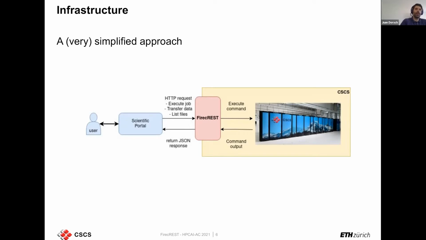So you can interconnect your scientific portal with your HPC center through a REST API, which is FirecREST, which is the interface between those. So this is pretty simple. You can see that it's pretty much what you want. You submit something with an HTTP request. Somehow FirecREST will execute a command on a supercomputer and will return you the JSON of the response. That's the general idea.